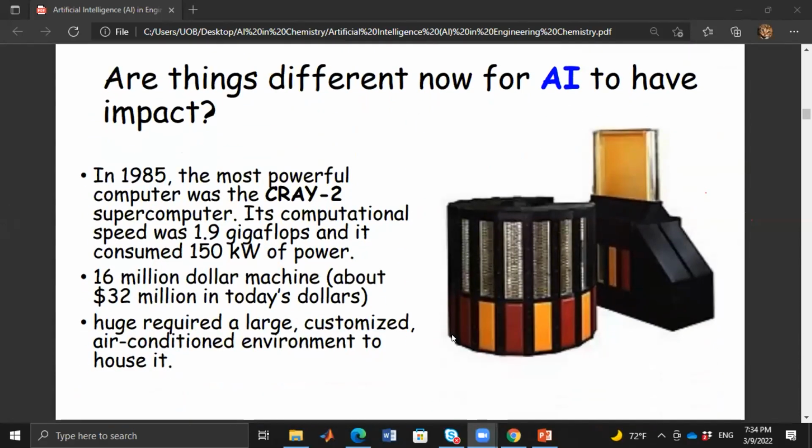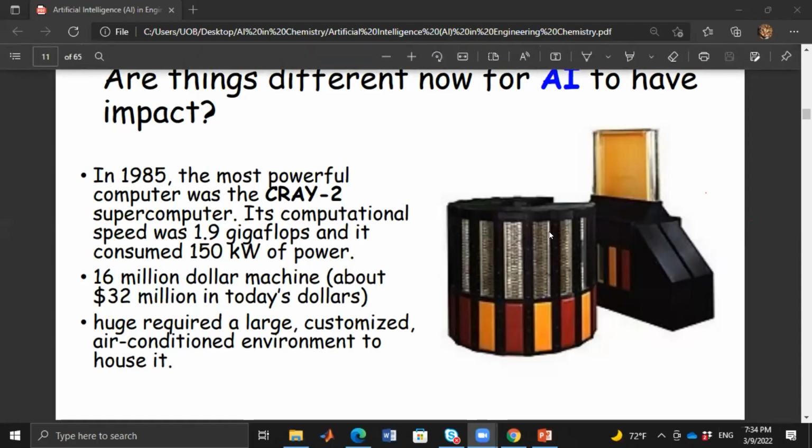Just to give you an example of the change in hardware, take the Cray-2 computer in 1985. You can see that the computational speed was 1.9 gigaflops. Gigaflops is a unit to assess the number of operations processed by the machine or the CPU. Notice the power it consumed: 150 kilowatts. That is why you needed a cooling system associated with this computer. By that time, in 1985, it was a 16 million dollar machine. If you take the time value of money, that is like 32 million of today's dollars.